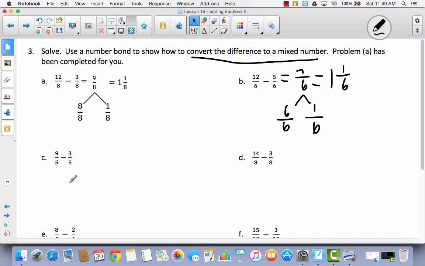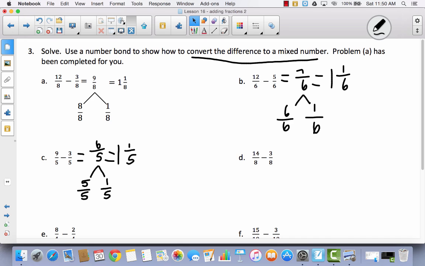All right, let's try one more together. All right, 9/5 minus 3/5 equals 6/5. So this is an improper fraction because my numerator is greater than my denominator. How many fifths does it take to make a whole? It takes 5/5. So what will be left over if I took out 5/5? Well, I have 1/5 because 5/5 plus 1/5 equals 6/5. So 6/5 is 1 and 1/5.